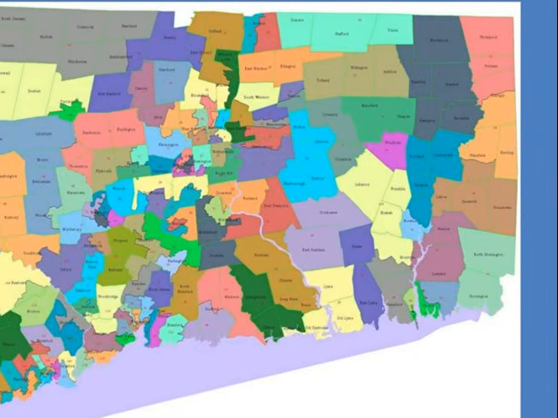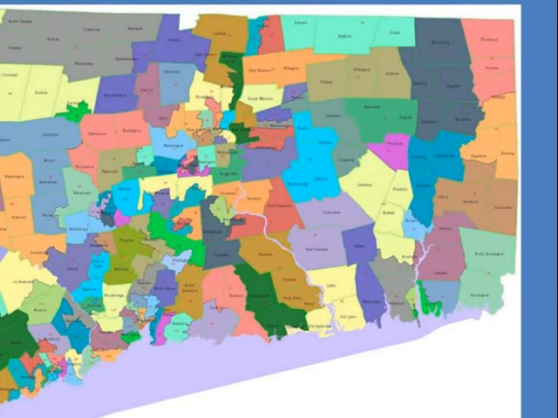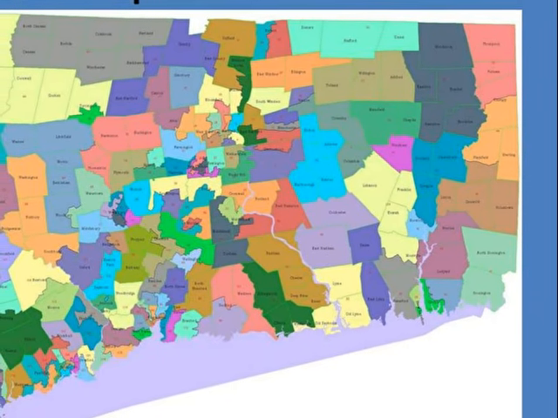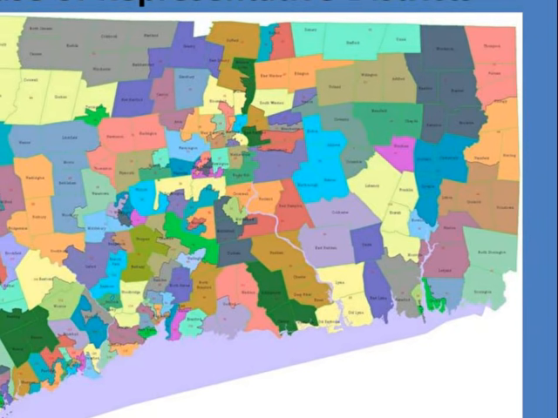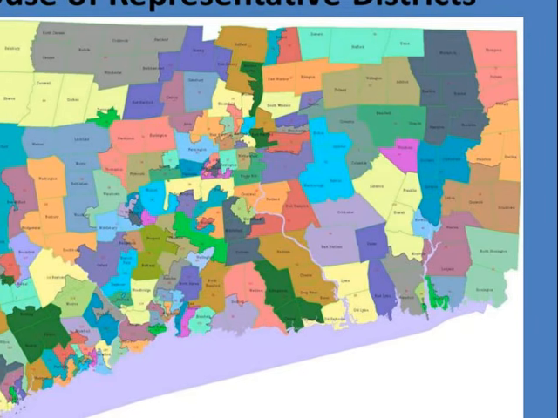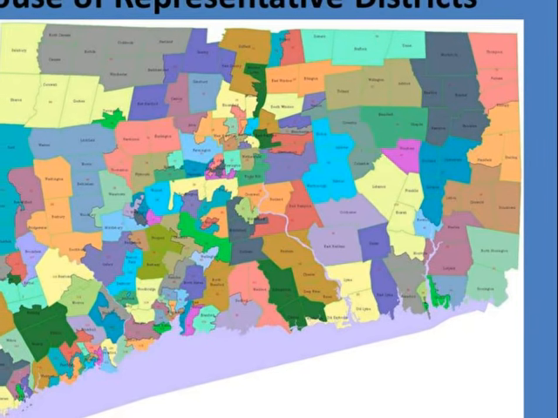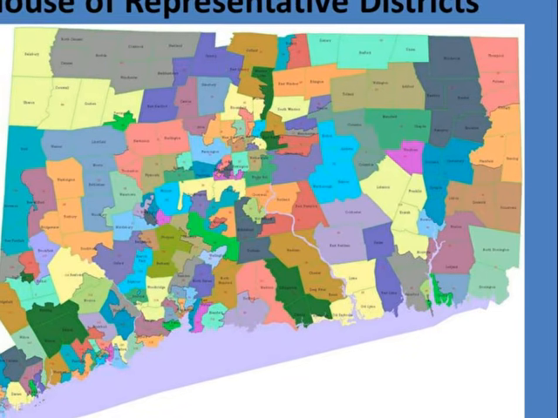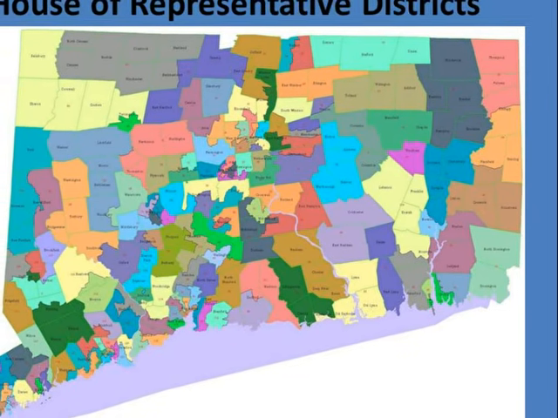In every state except Nebraska, the legislative branch consists of a House of Representatives and Senate. Nebraska only has one house of Congress. In Connecticut, the legislature is also called the General Assembly. Like the U.S. Congress, the function of the General Assembly is to make state laws.